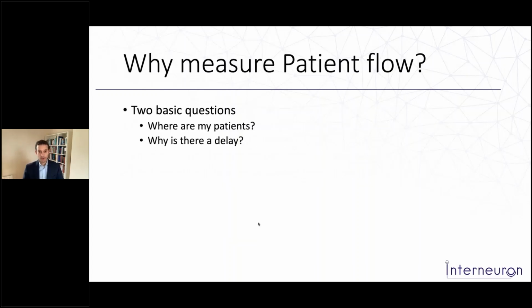So why measure patient flow? I'm going to quickly come back to this through the presentation, but there are two basic questions here. Where are my patients? And if there are problems, why are there delays? Where are my patients sounds like a really simple problem to solve, but for anyone that works in a hospital, and certainly from my days as a junior doctor, you might know where your patients are at one point in time, but as your ward round progresses, particularly on a very long medical ward round, you've got no guarantee your patients are going to be where you thought they were. So simply keeping track of where patients are is really important.